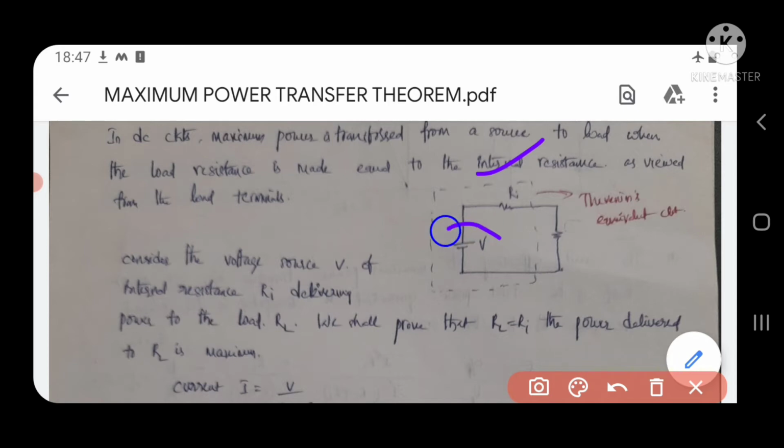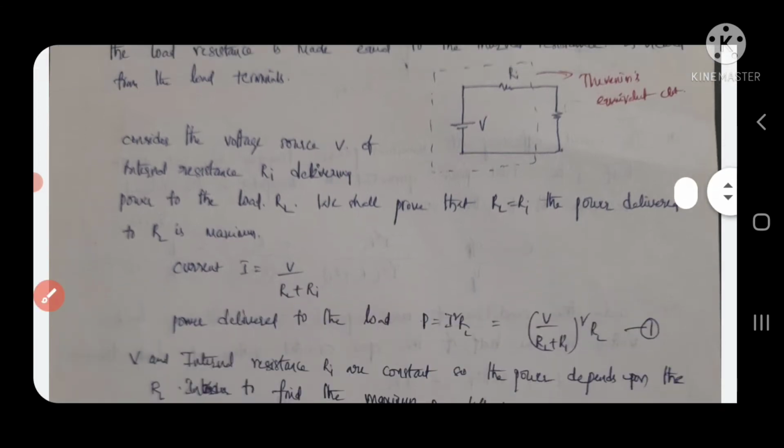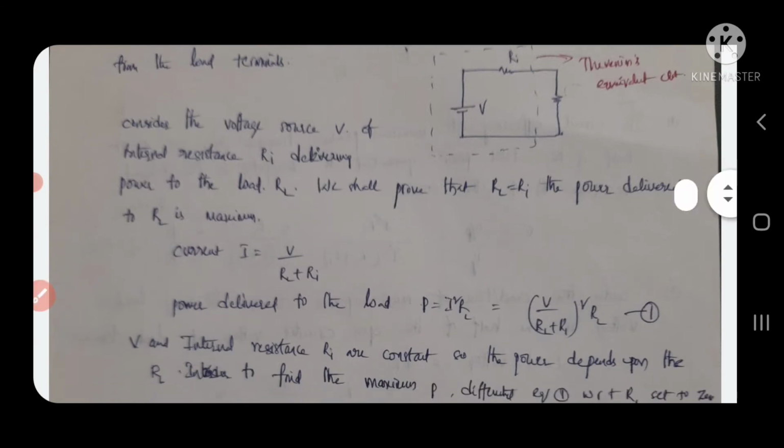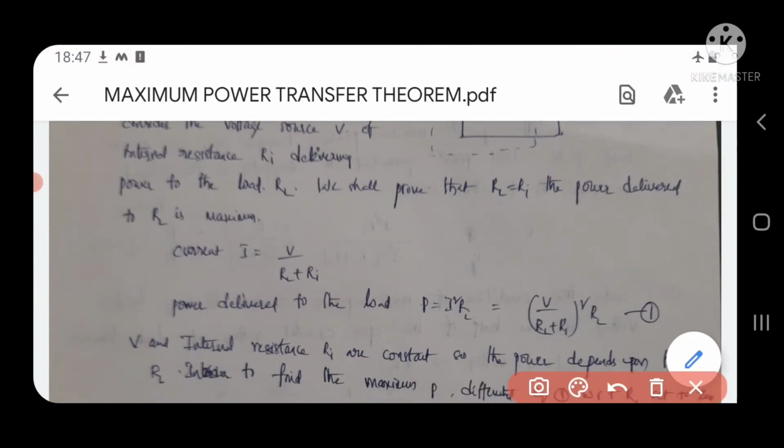Here V is nothing but a voltage source, Ri is the internal resistance value, and RL is the load resistance value. Let us consider that some current I is passing through the circuit. From that we can define the current passing through the corresponding circuit. Here I is equal to voltage divided by RL plus Ri, because the total resistance in the circuit is equal to Ri plus RL.